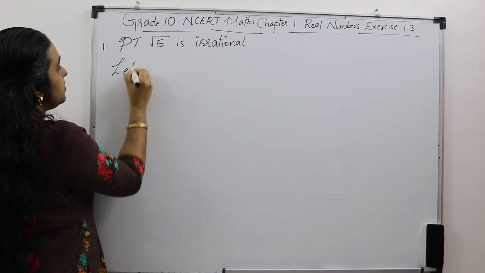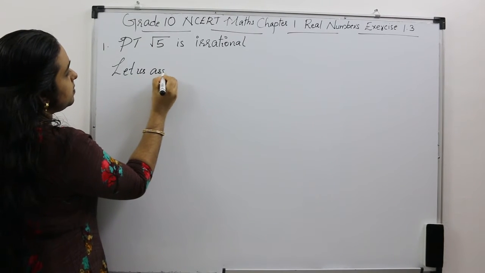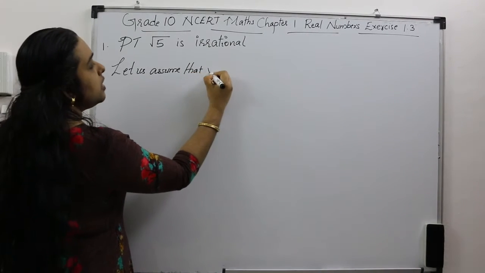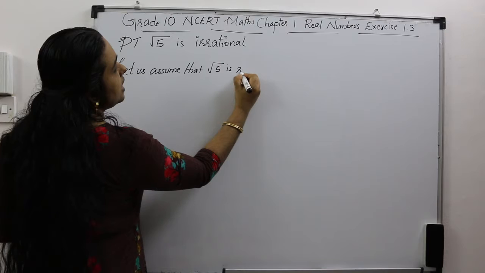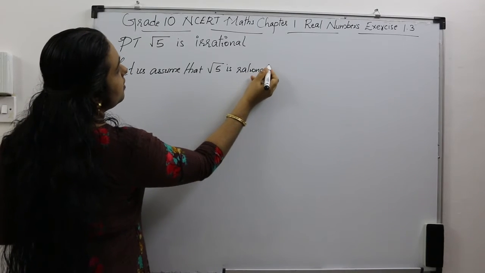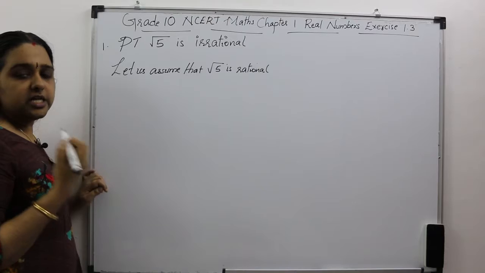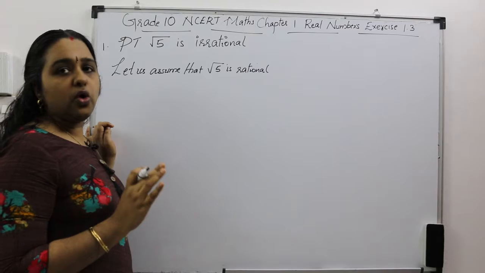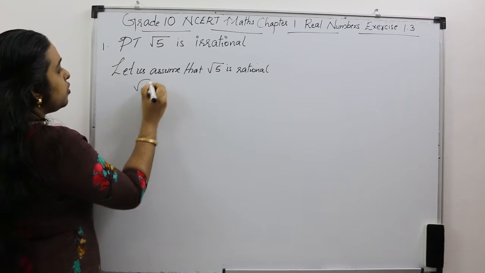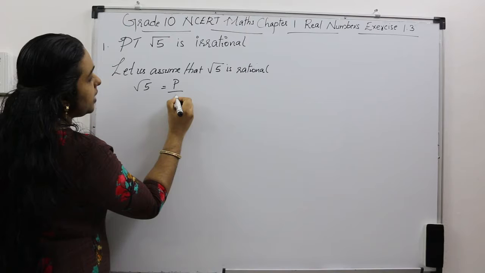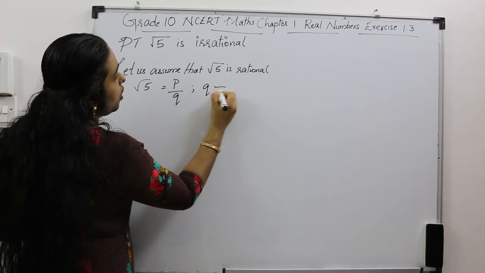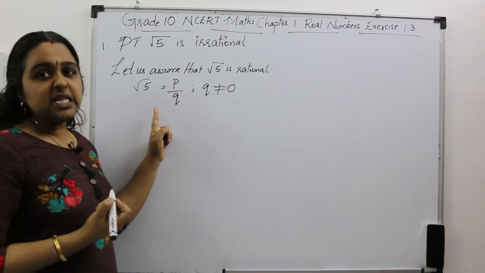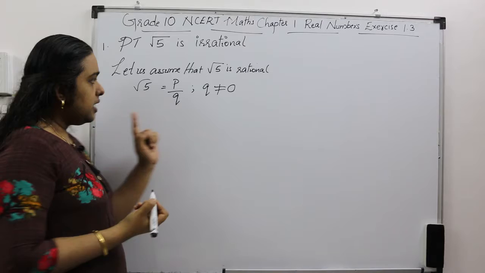So the first step is, let us assume that root 5 is rational. Rational number means any number that can be written in the form p by q, where q is not equal to 0. So root 5 is equal to p by q, where q is not equal to 0, and this p and q will be in the simplified form.